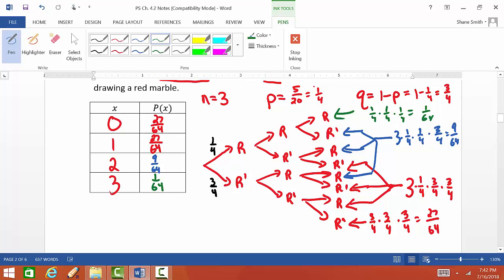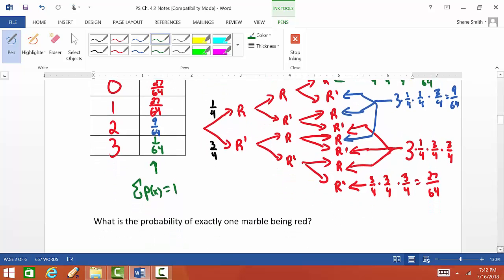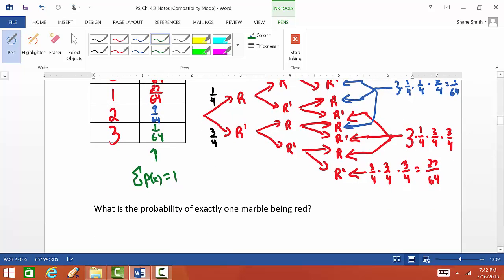And we can double check our work here because remember, this is a probability distribution, so the sum of all of these probabilities should equal 1. And they do. If you add all of the probabilities together, you should get 1. Okay, so don't worry, you're not going to have to do this every time for every binomial experiment. But my point is that there's a pattern here that I want you to see. For example, if I want to find the probability of exactly one marble being red, we can look that up in our table, and that's 27 over 64.